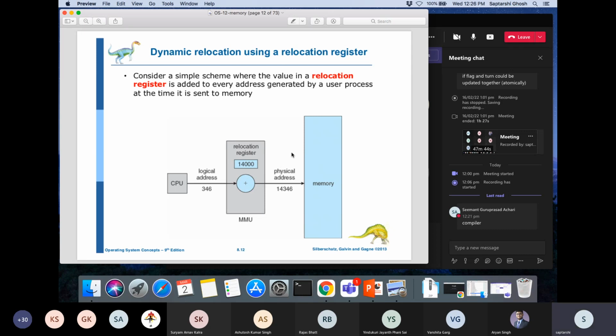So different processes will have different values for the relocation register. That is how, even though different processes executing on the CPU might generate the same logical address, they will actually get mapped to different locations in the physical memory, because we are adding this relocation register to each of them.